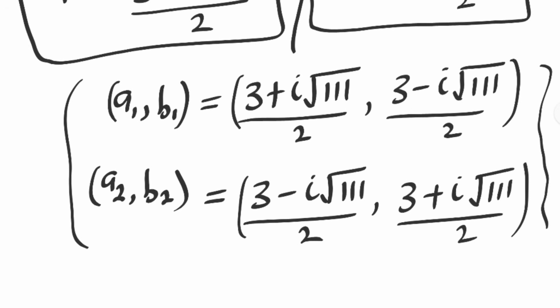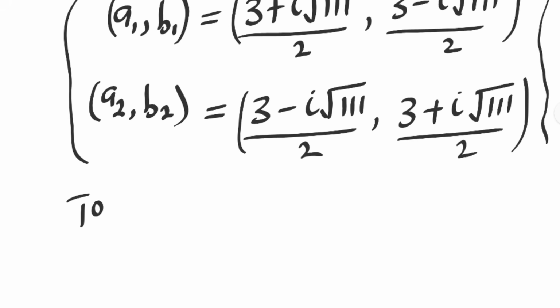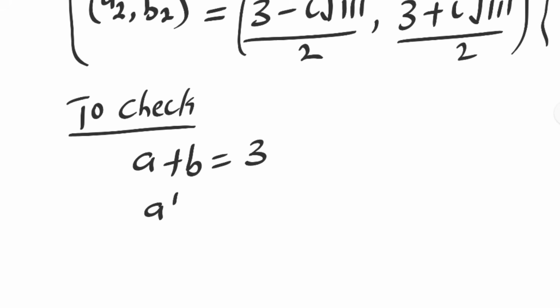Here you can see that the value of a1 is equal to the value of b2, and the value of b1 is equal to the value of a2. We may check to confirm if this answer is right or wrong. Let's check. To check, we have the given equations. a plus b is equal to 3. ab is equal to 30. Let us consider this.